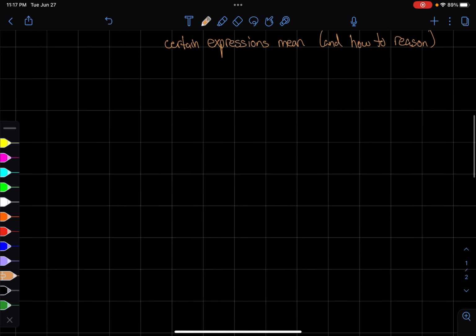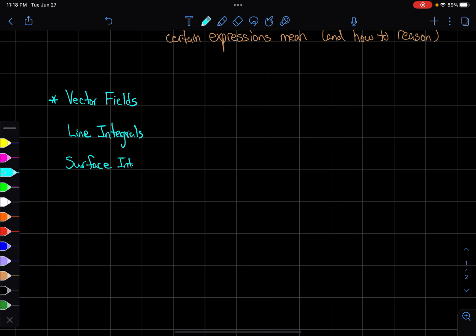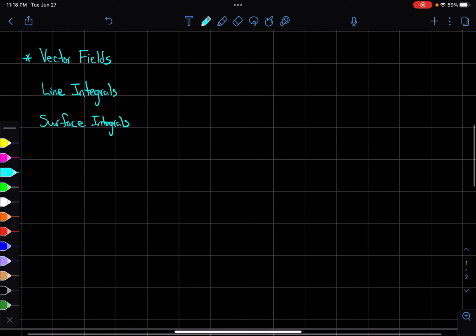And then in the second part of this class, we are going to introduce vector fields, and we're going to talk about line integrals and surface integrals. And these take a little bit of thinking, but I will give you a rough intuitive understanding of where we're going with this.